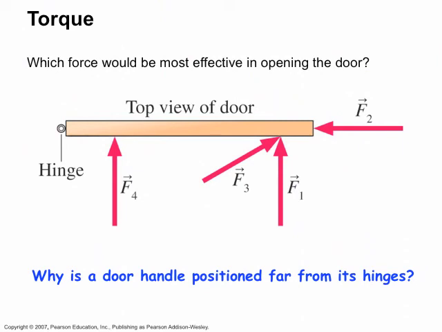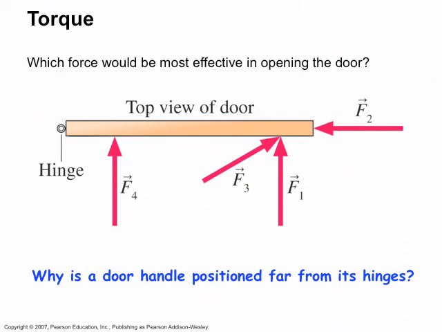Try opening a door with your finger close to the hinge, such as F4, opening the door or preventing a door from closing with your finger far from the hinge as with F1 versus F4, with your finger at an angle to the door as F3, or with your finger in the direction of F2. It becomes readily apparent that F1 is the most effective rotational force. The rotational force depends on the distance to the pivot, the direction of the force being the angle to the surface of the door, and the amount of force.